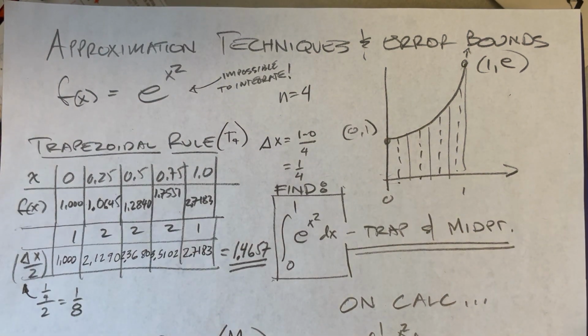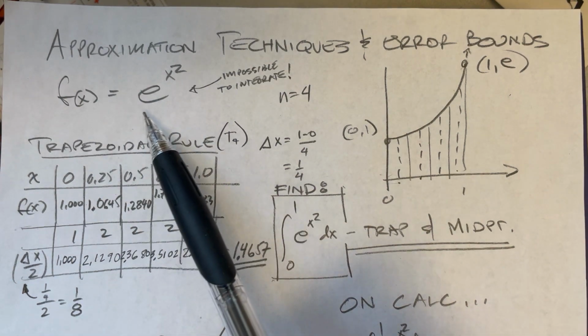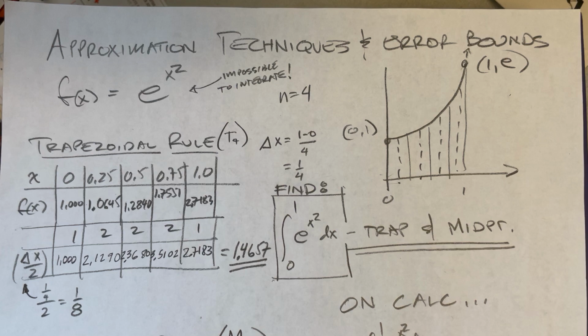Hey there, everybody. I have a quick example here, similar to a lot of textbook problems. Approximation techniques for integration. There are times when it is just outright impossible to integrate certain functions. So we can approximate them pretty accurately by either the trapezoid rule or the midpoint rule.